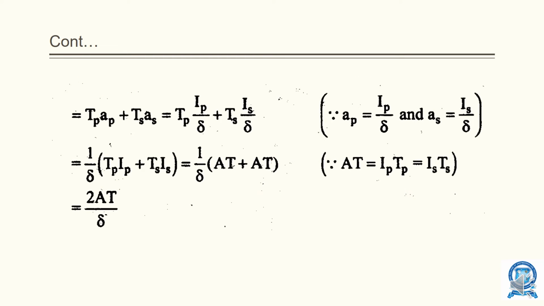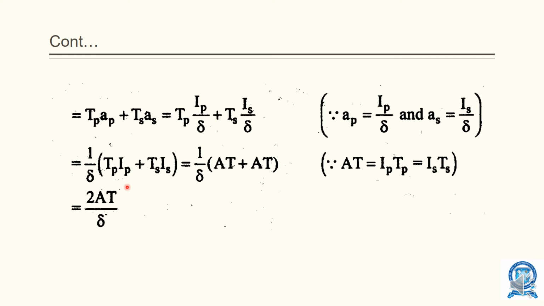So the total is TP into AP plus TS into AS. Just substitute the values of AP and AS which you obtained in the previous step. AP is IP by del and AS is IS by del. We obtained these equations in the previous slides, hope you remember. So 1 by del is common in both terms, so I am bringing it outside. So 1 by del into TP IP plus TS into IS. So I am getting this expression.